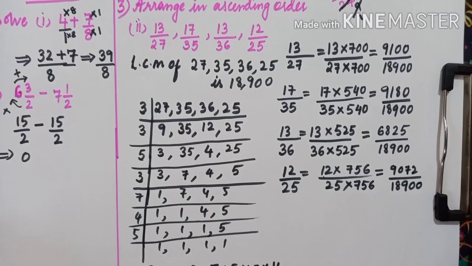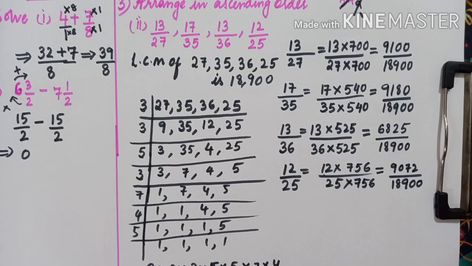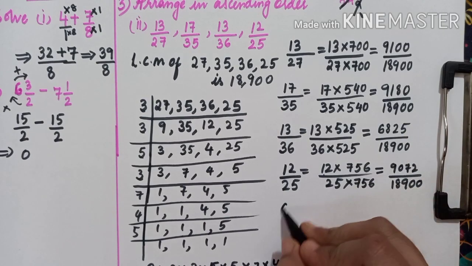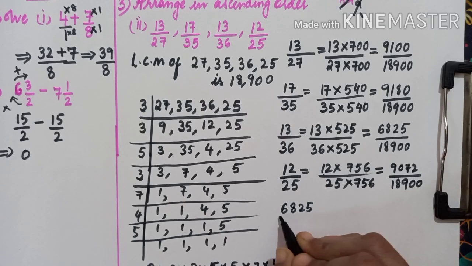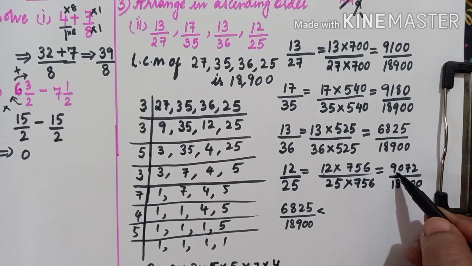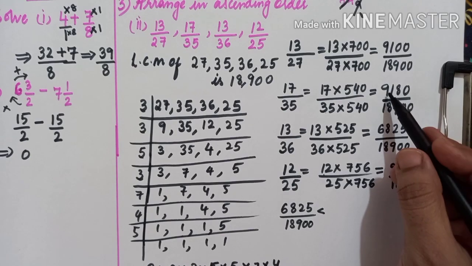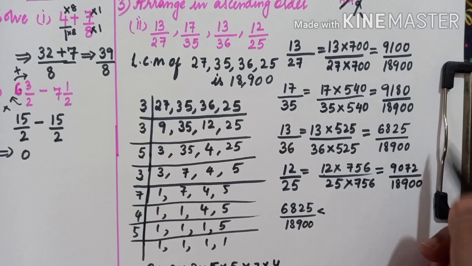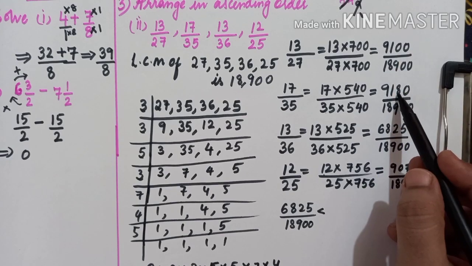Just by seeing the numerator you can easily identify which is smaller, which is greater. So this is ascending order, so smaller to bigger you have to do, right? Smaller to bigger means the smaller numerator is 6825. So let us write 6825 divided by 18900, then next one is 9072. This is 9180, this is 9100. So first 9072, then 9100, then 9180.